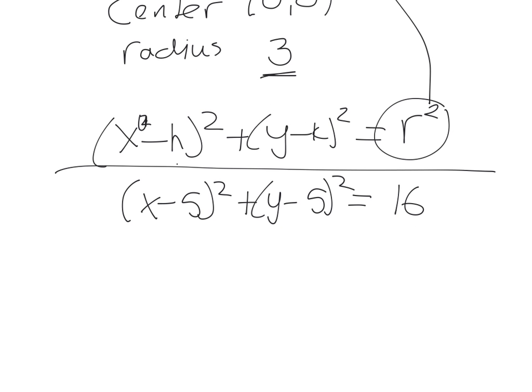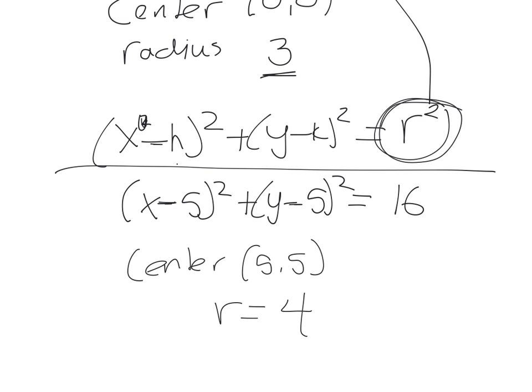Right? So say you had this equation, x minus 5 quantity squared plus y minus 5 quantity squared. So the center of that circle is 5, 5, because the equation for the circle is x minus h, and both have negatives. And the radius of that one would be 4, because they're giving you r squared, so you square root it.